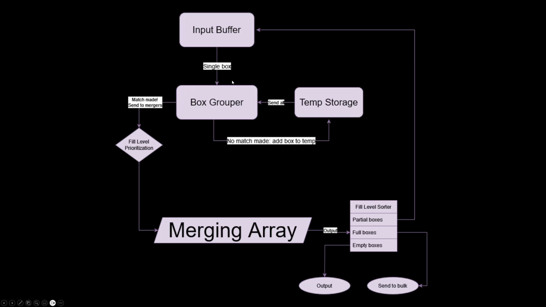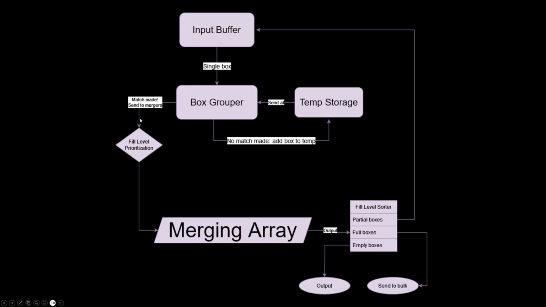Now the box grouper takes all of the boxes inside of a temporary storage and compares them to the item type inside of this single box. So this single box has to have a single item type, and all the boxes inside the temp storage all have a single item type. And if it makes a match, so there are two boxes with the same item type, it will send them to the merging array. If there's no match, then it will send it back to the temp storage.